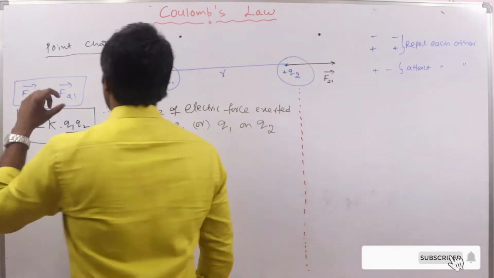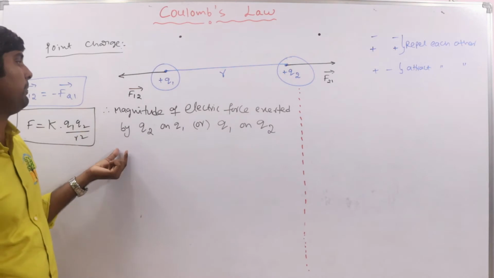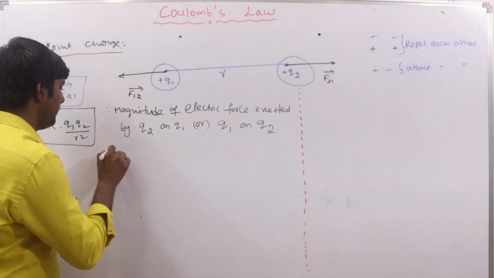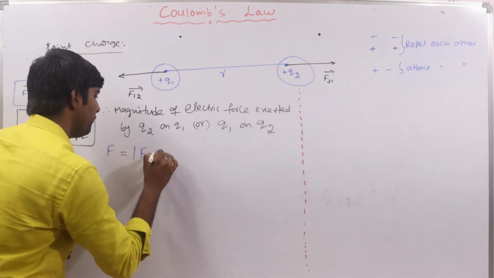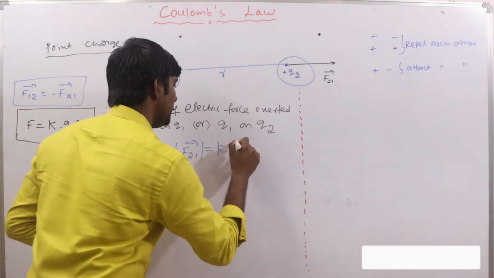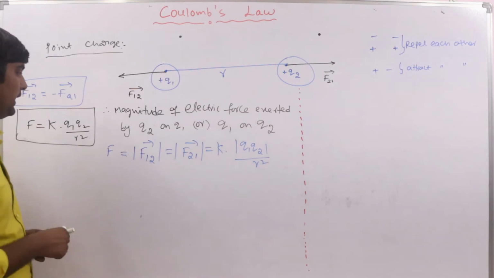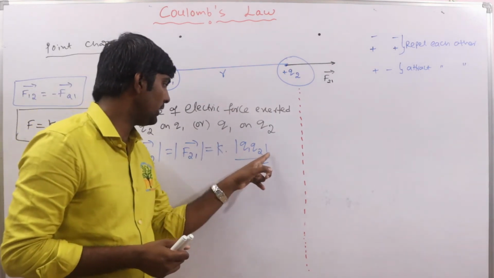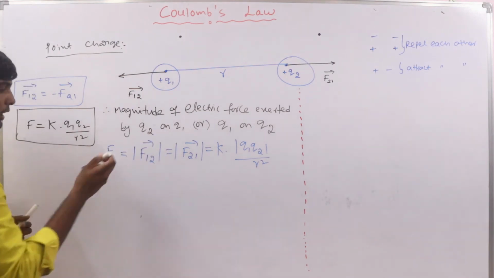So now let us see these two expressions we just discussed. See now, the magnitude of electric force exerted by Q2 on Q1 or Q1 on Q2, let us assume it as F. So this is the magnitude of electric force. That is equal to mod F12 bar, that is equal to mod F21 bar. So that is equal to K into mod Q1 Q2 upon R square. This is the expression for the magnitude of electric force. Remember that. That is the reason why here we are taking modulus. Clear?